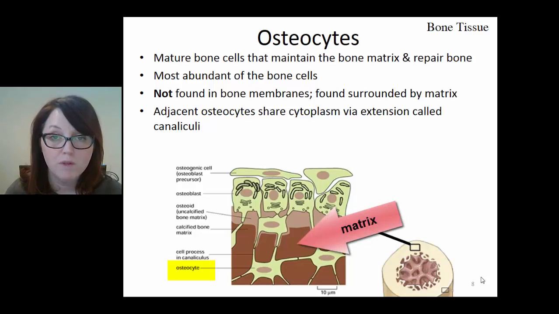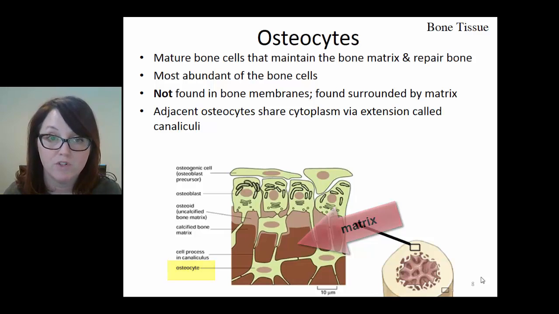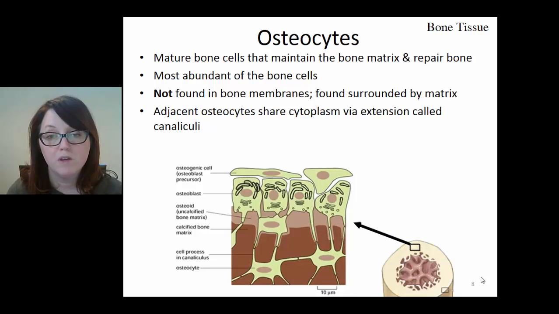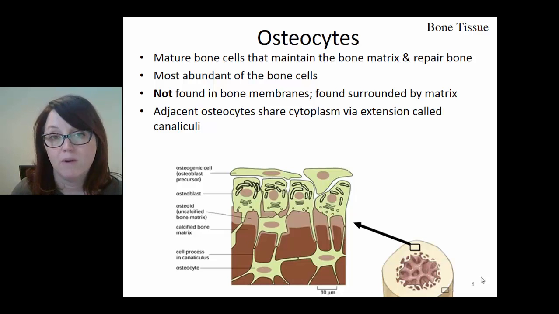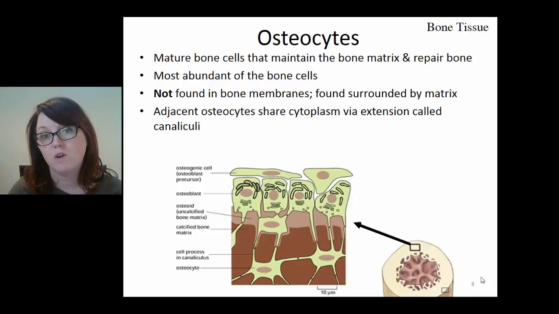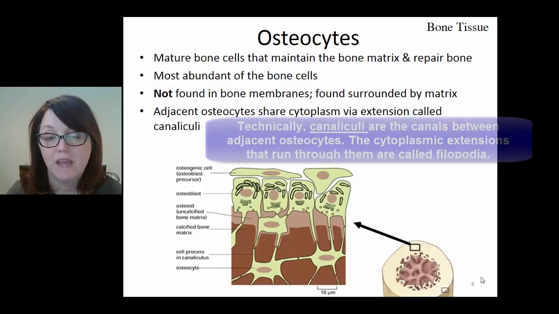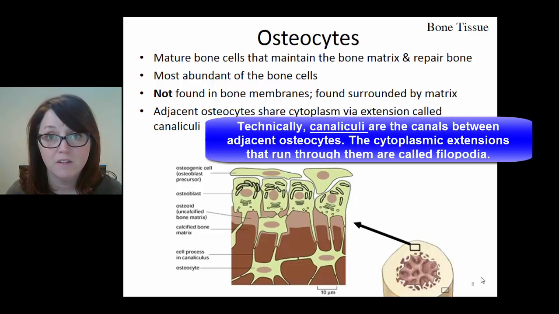So osteocytes are the only bone cell types that are going to be completely surrounded by calcium and phosphate and collagen. So because they're surrounded by this rock-like material, it's very, very hard for osteocytes to obtain nutrients. And so they have to rely on their neighboring cells to share nutrients and gases with them. And adjacent osteocytes are able to share their cytoplasm contents with each other via specialized extensions called canaliculi. So the canaliculi just allow neighboring osteocytes to share nutrients and things.